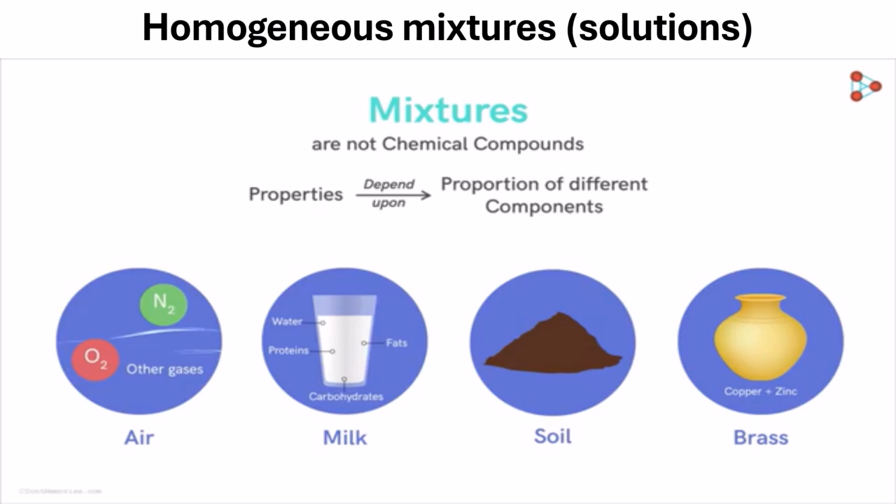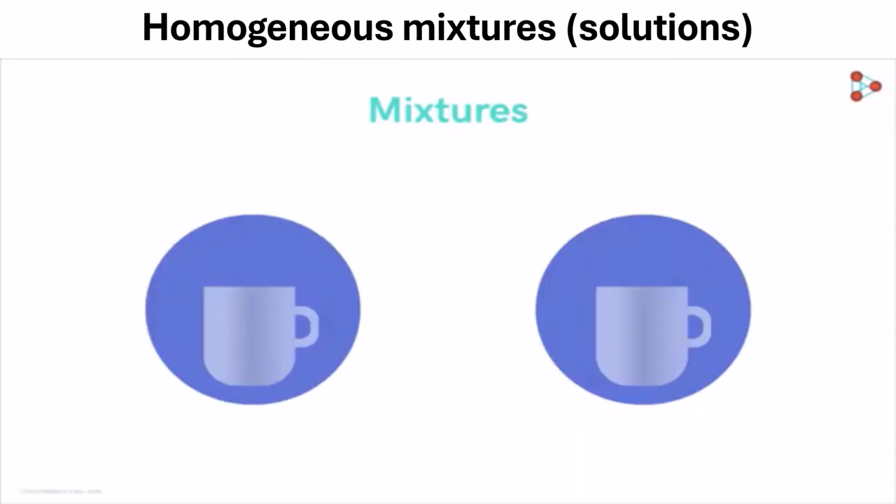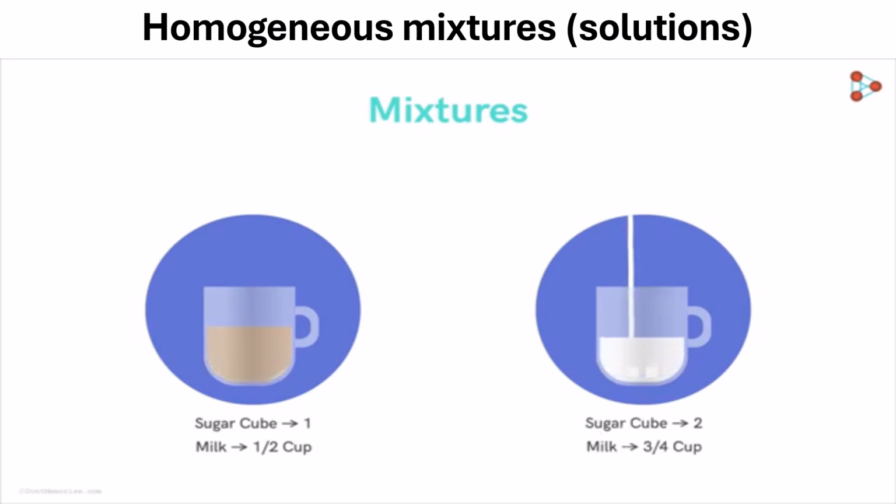To understand this better, let's make 2 cups of tea. Let's say we've added 1 sugar cube, half a cup of milk and some tea leaves in this cup, and 2 sugar cubes, 3/4 cup of milk and some tea leaves in this one.